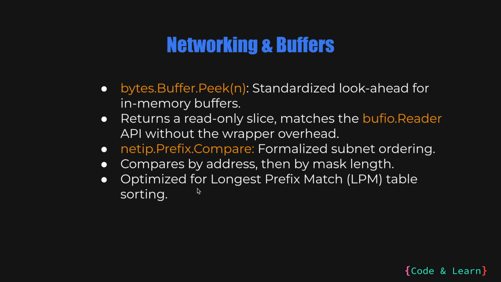Now let's look at some of the changes introduced in networking and buffer packages. In the bytes package, now you have the Buffer.Peek method that returns the next n bytes from the buffer without advancing it. Previously, if you wanted to peek into the buffer, you would have to use Next(n) and then manually unread it or manage the offset yourself, which was quite cumbersome. Now with Peek, you can simply have a look ahead without having to manage the offset yourself or unreading it, because it's not actually reading it. It will return a slice of n bytes. The returned slice is read-only and only valid until the next time you modify the buffer.